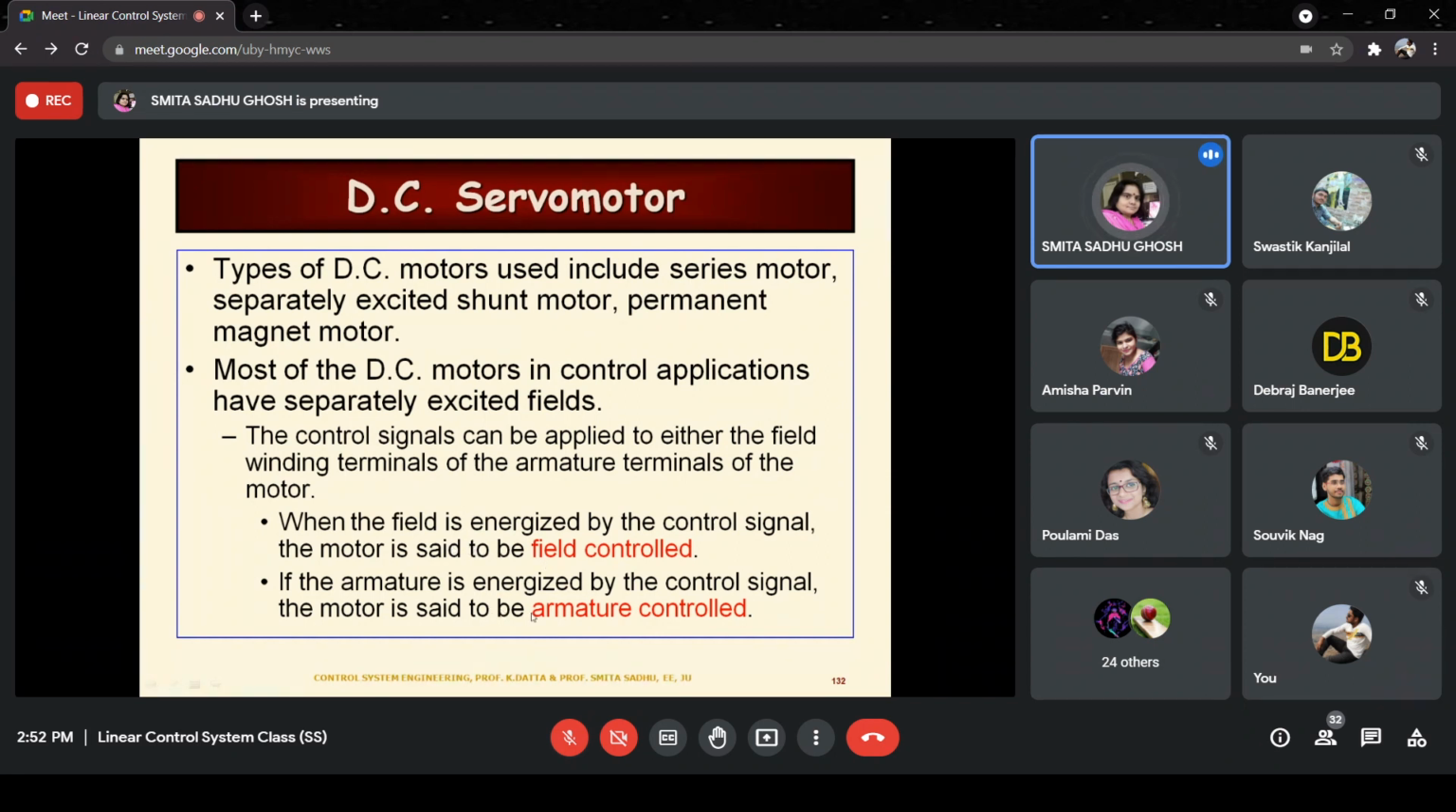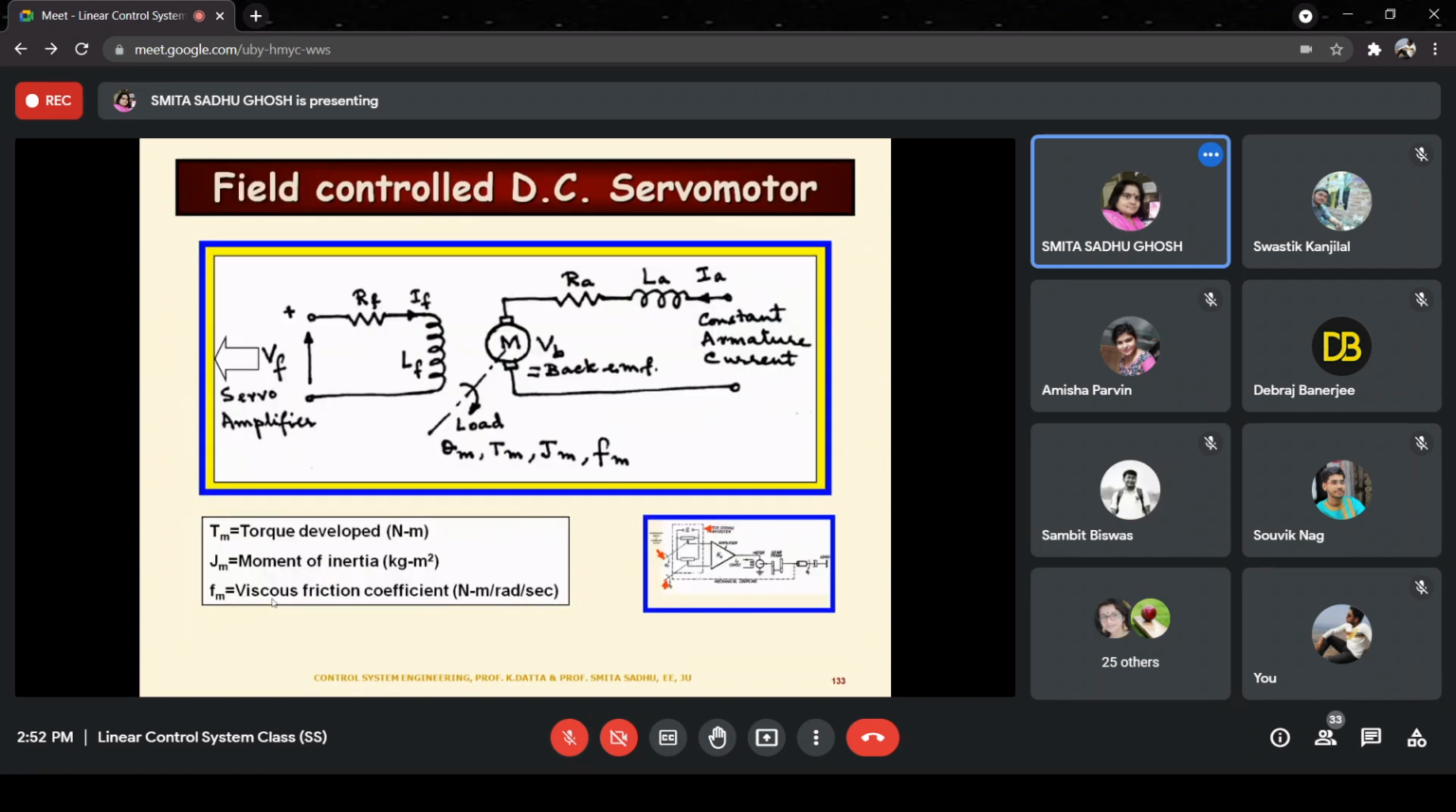When the armature is energized by the control signal, the motor is said to be armature controlled. So those are the two broad categories of servo motors. Now, what we will be doing subsequently in today's class is that we will try to derive the mathematical model of both these, that is the field control DC servo motor and the armature control DC servo motor. Also, we are going to try to compare between those two. So that is what we are going to do after this.